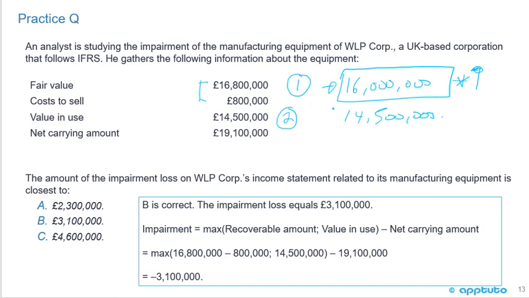So that's 16 million, and we compare that versus the net carrying amount. Again, I didn't even need my calculator for this one, and we can clearly see that the loss is going to be £3.1 million. So the correct answer is B. I hope after all this, you've got a much stronger understanding of impairment under both IFRS and US GAAP. And that's the last slide for this LOS. Thank you.